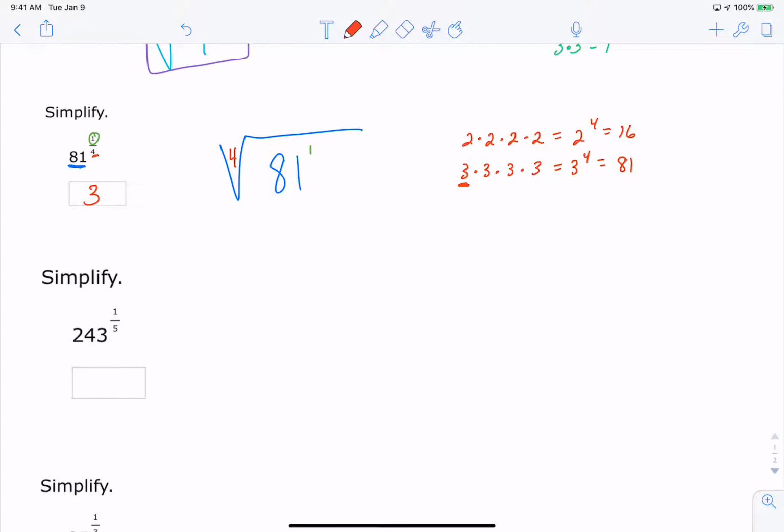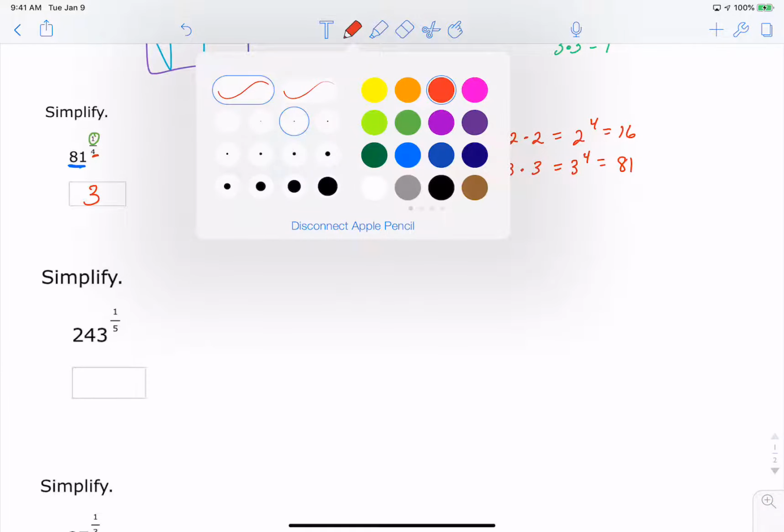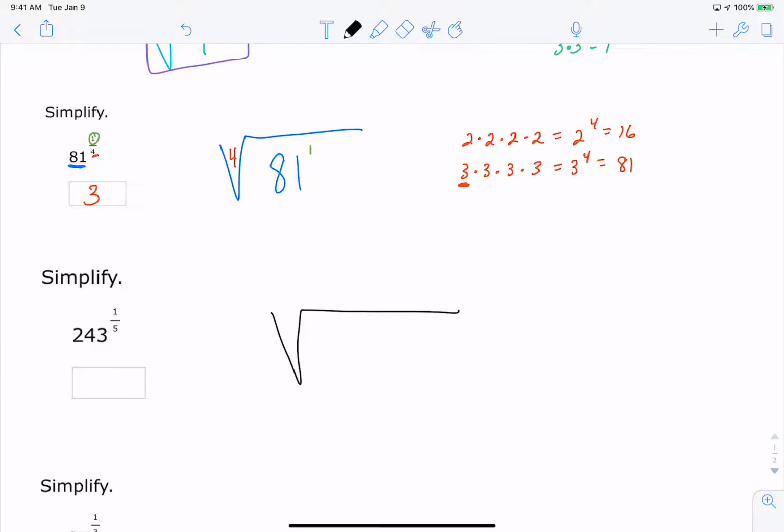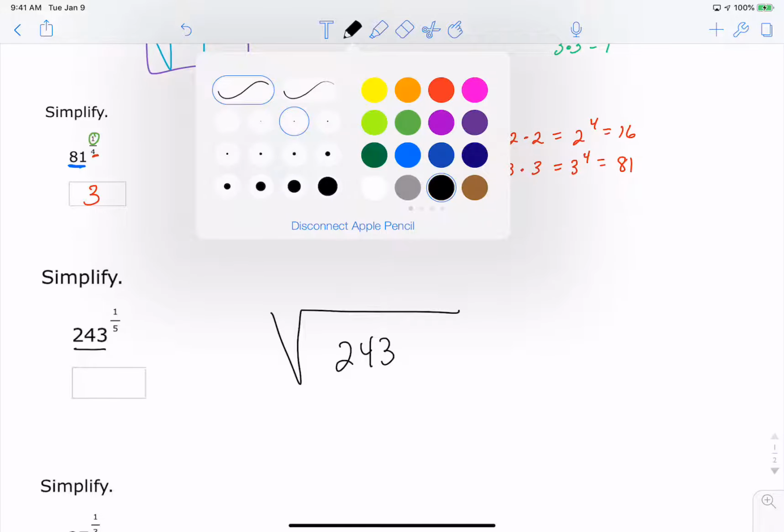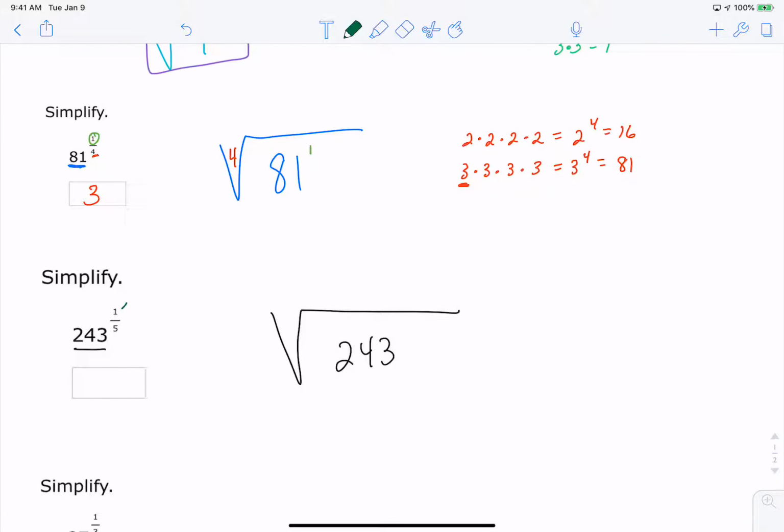All right, 243 to the 1/5. So make your radical. Your base, 243, is going to go underneath. Your power here is still 1, so we don't really need to worry about that. All right, and then it's the 5th root. Your index is 5, so the 5 is going to go here. So just like we did up here with the 4s, now we're going to figure out what number multiplied by itself 5 times will give us 243.